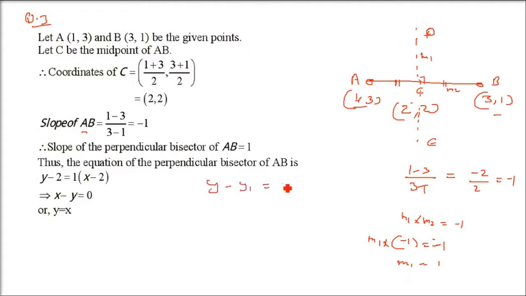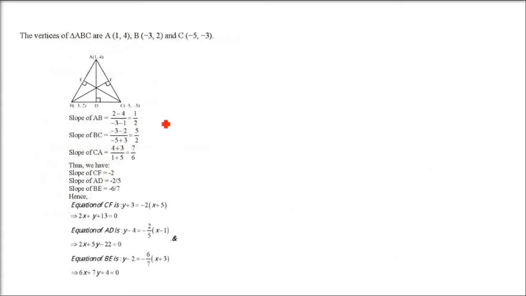So we have y minus y1 equals m times x minus x1. In the place of x1, y1, you can put 2, 2, since it is passing through. m is 1, so y equals x will be the equation.